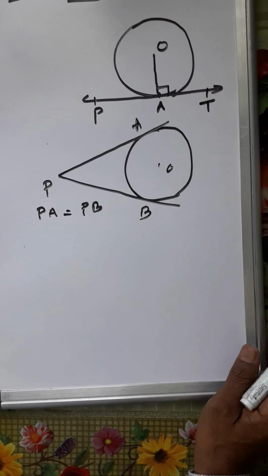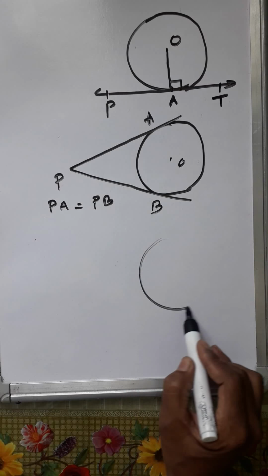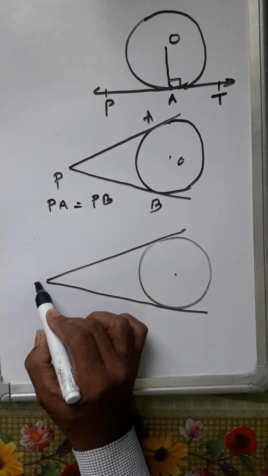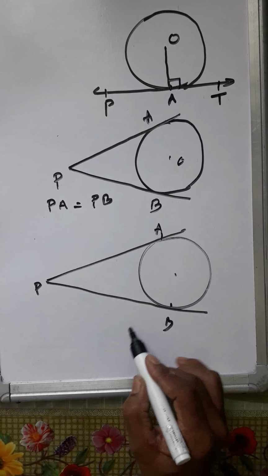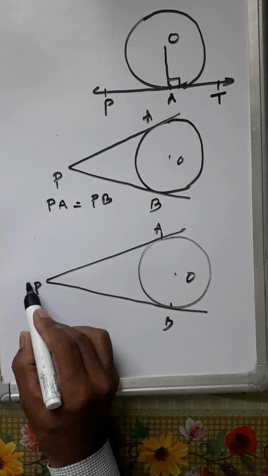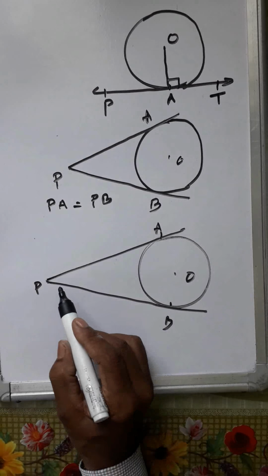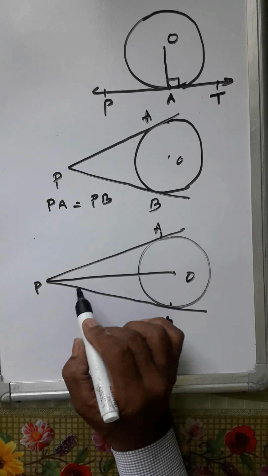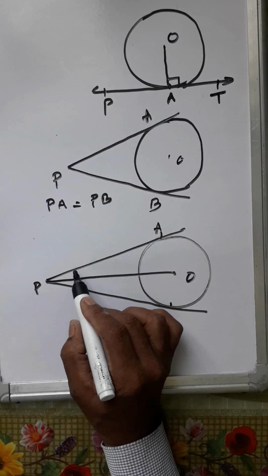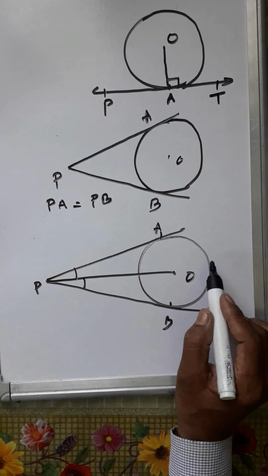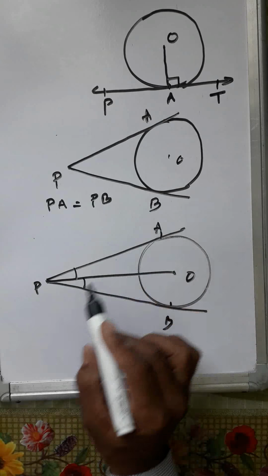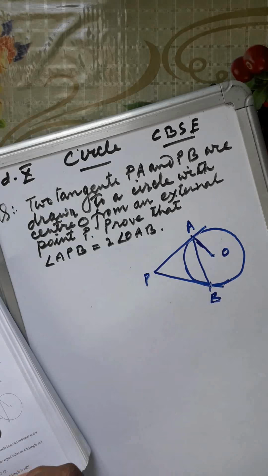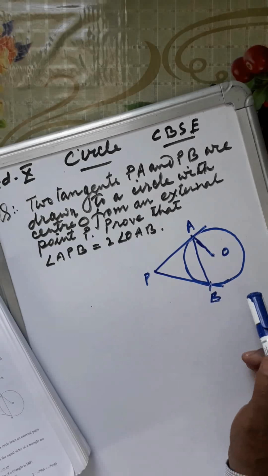And the third theorem we have learned is, suppose PA and PB are two tangents to a circle from an external point P, and O is the center of the circle. The line joining the point P to the center of the circle, these two tangents make equal angles with this line OP, meaning angle OPA is equal to angle OPB. Now we shall use the theorems we have learned to solve some questions.